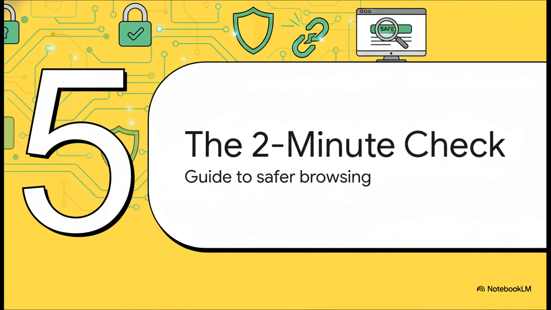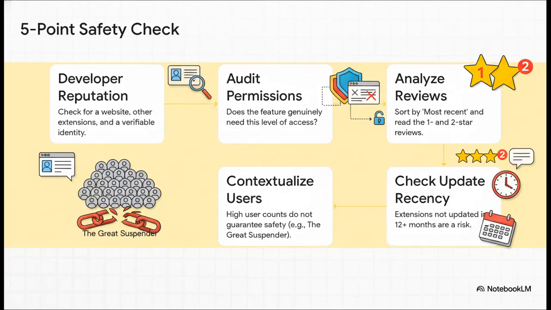So let's move to our final section and see how all this builds into an actionable checklist you can use to protect yourself. Here is your 5-point, 2-minute safety check. First, check the developer's reputation. Do they have a website or a real identity? Second, audit the permissions. Ask yourself, does this simple note-taking app really need to read data on every website I visit? Third, analyze the reviews critically.